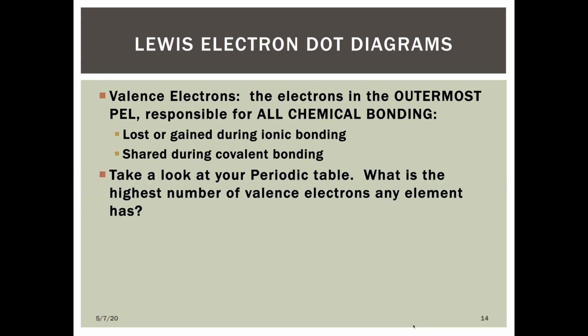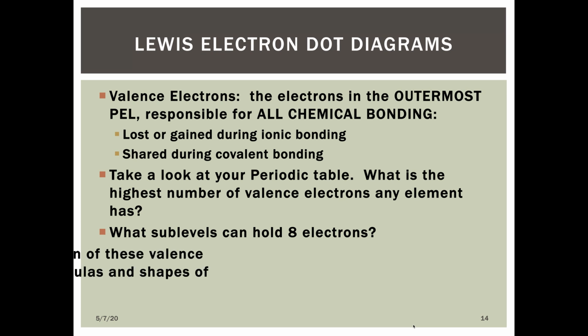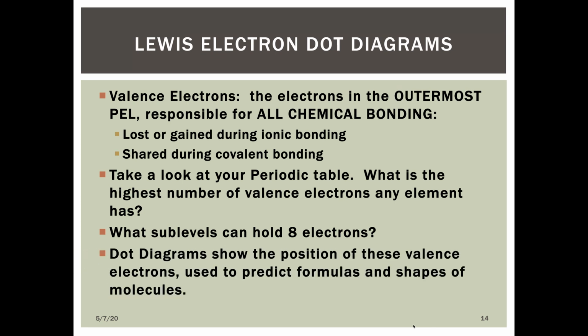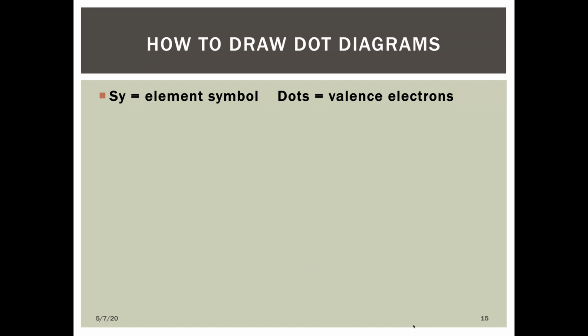So let's take a look at your periodic table. What is the highest number of valence electrons that any element has? Well, it's 8. And what two sublevels combined can hold up to 8 electrons? As I said, S and P. And the dot diagrams show the position of these valence electrons, and we use them to predict formulas and the shapes of molecules, which will give us a handle on what the behavior of those compounds is.